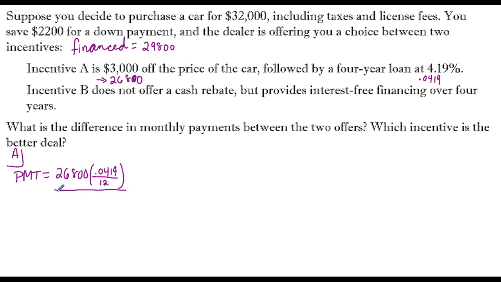Divide that by 1 minus 1 plus 0.0419 divided by 12, all to the negative 12 times 4, since we're paying this back over 4 years. While this might be complicated, we just use order of operations to simplify, which, as we've said in previous videos, make sure you keep all of your decimal places throughout every single step of the way.